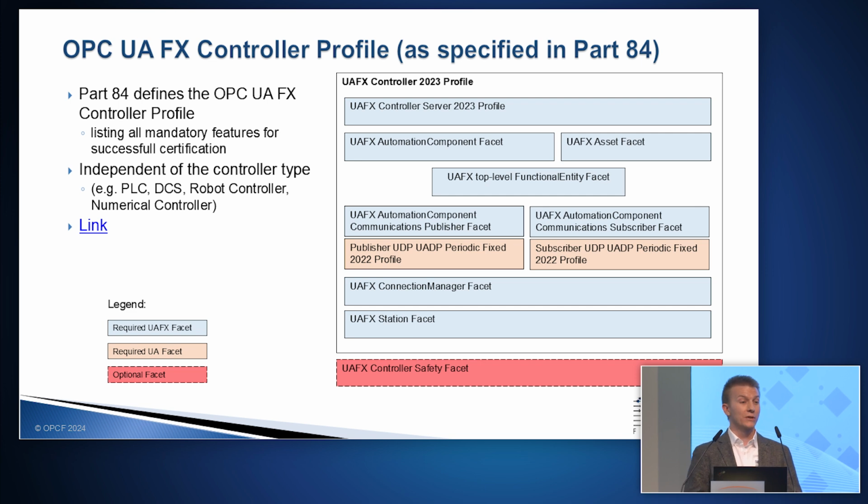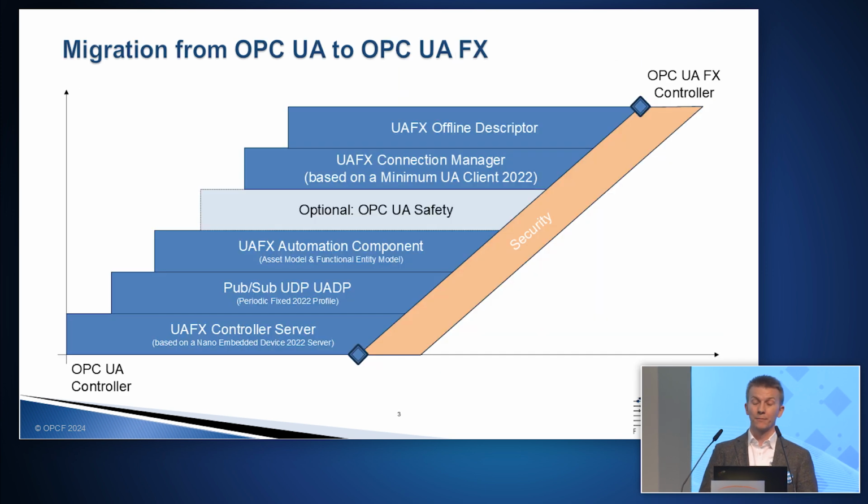In addition to that, there's always the option to integrate safety, and that is what you see on the bottom side. So you can always extend your feature set with the safety component or with the safety specification. And this is really independent of the type of the controller. So this is a generic controller profile that works for PLCs, DCS controllers. This is like the common base that we're looking at. And all of those profiles are defined in part 84, except for the ones which are coming from the UA core specification. That is then in part 7, or the profile application that you find online.